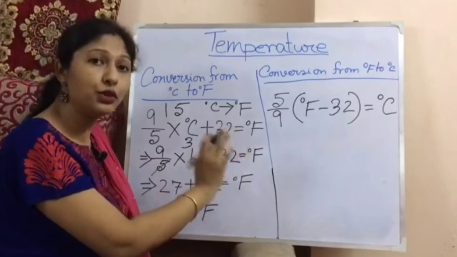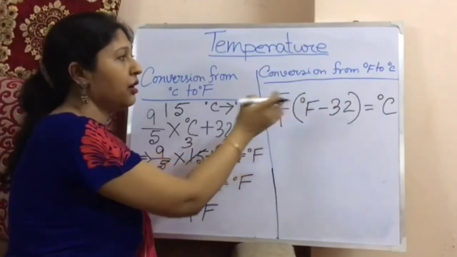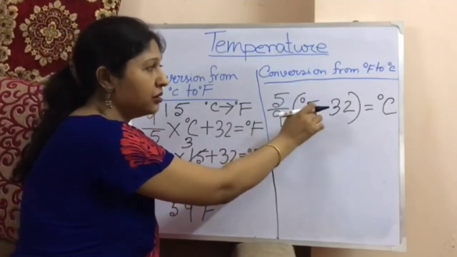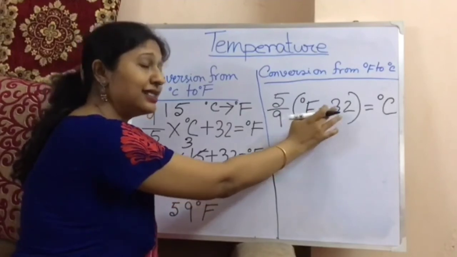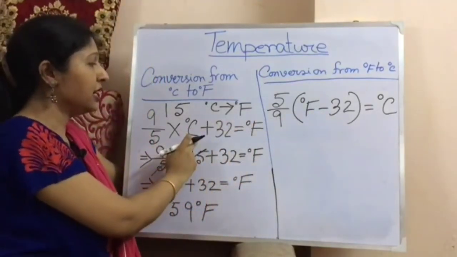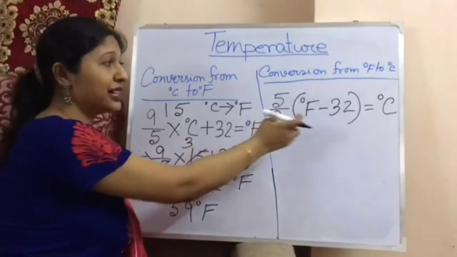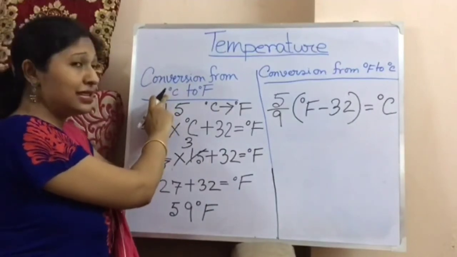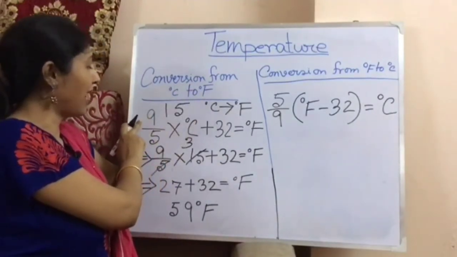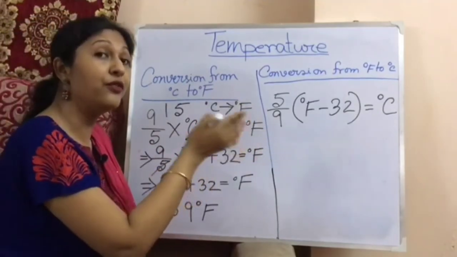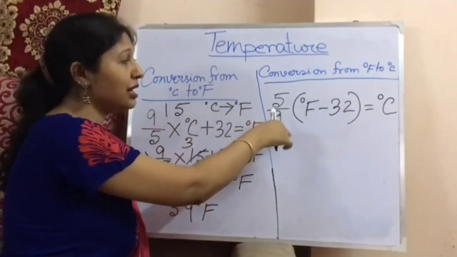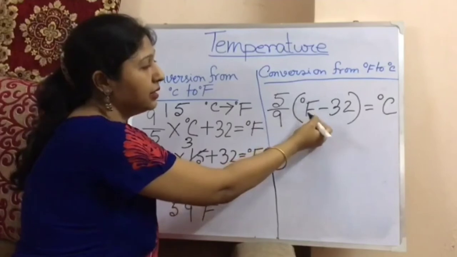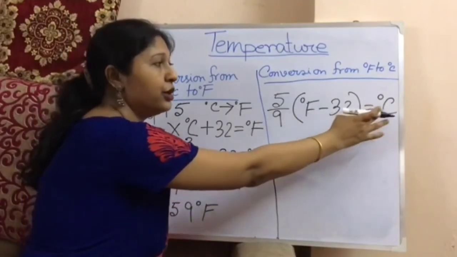Now I will show you how to convert Fahrenheit to centigrade. The formula is different: 5 by 9, then a bracket, Fahrenheit minus 32. Here I wrote centigrade plus 32, but here Fahrenheit minus 32. Also remember that in centigrade to Fahrenheit we write 9 by 5, but when we convert Fahrenheit to centigrade it is totally opposite, 5 by 9. So 5 by 9 times Fahrenheit minus 32 equals centigrade.